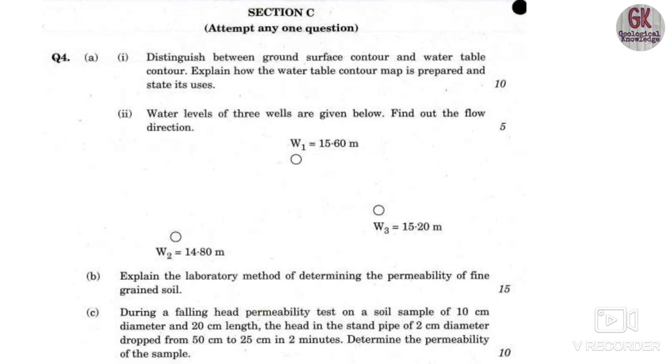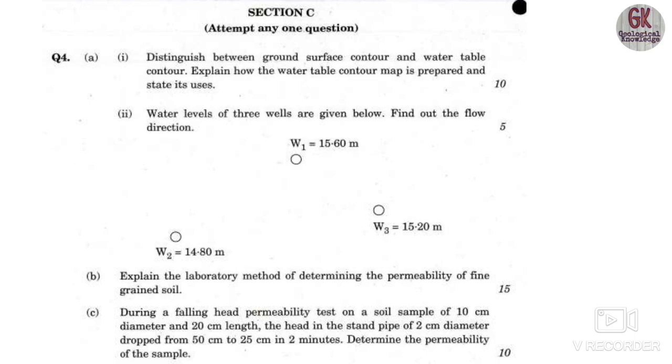So the laboratory method of determining the permeability of fine grained soil, that you have to write down. 4c is during a falling head permeability test of a soil sample of 10 cm diameter and 20 cm length, the head in the standpipe of 2 cm diameter dropped from 50 cm to 25 cm in 2 minutes, determine the permeability of the sample.